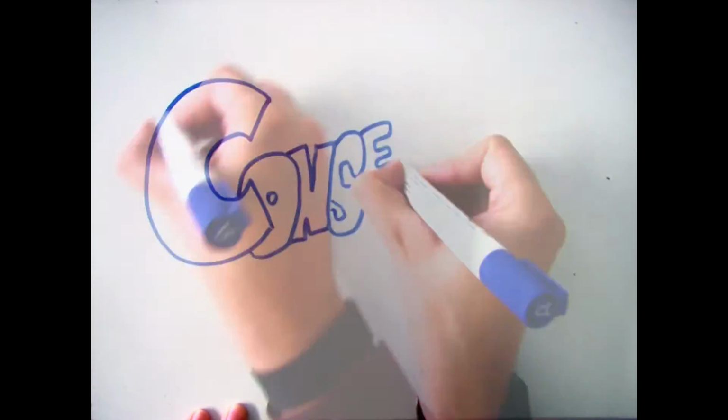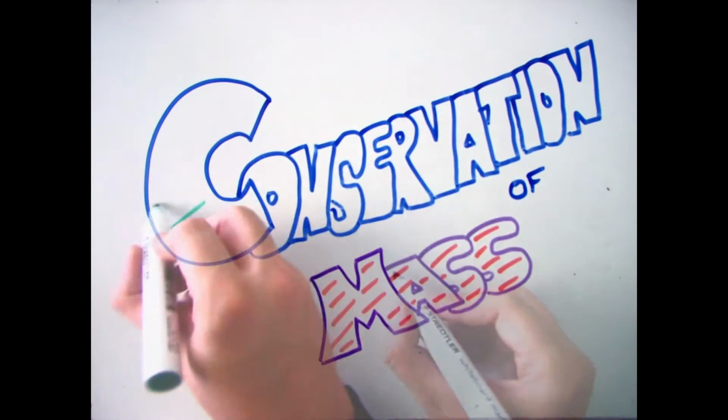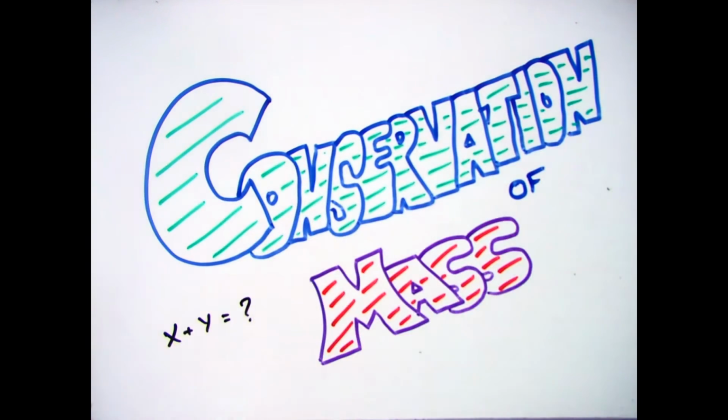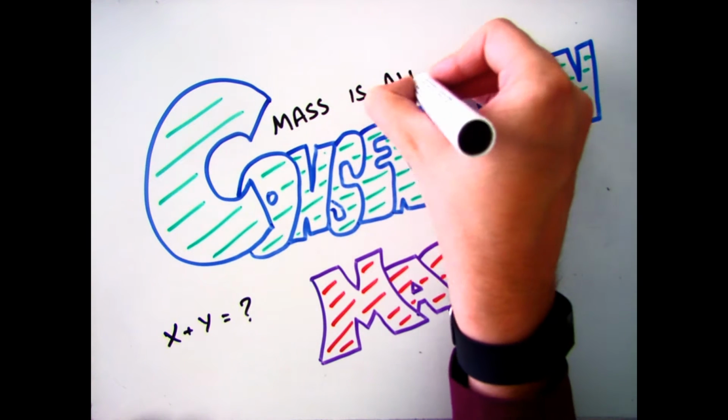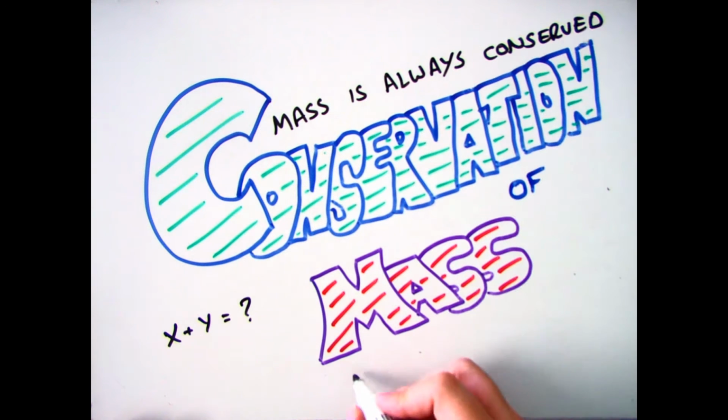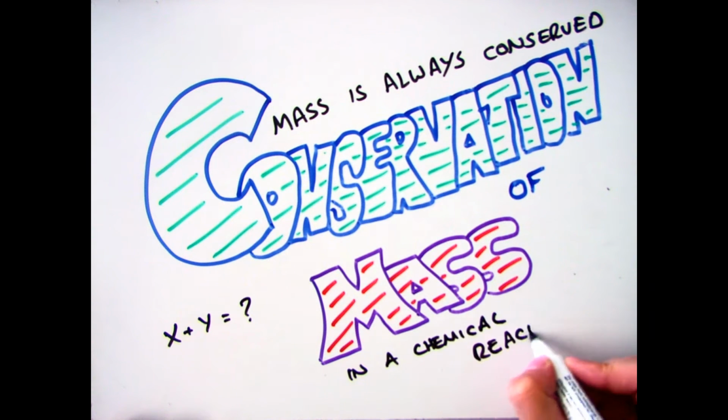Hi guys, welcome to this video on the conservation of mass, where we're going to be looking at closed and enclosed systems. So if we start off with the definition then, the conservation of mass says that the mass is always conserved in a chemical reaction.